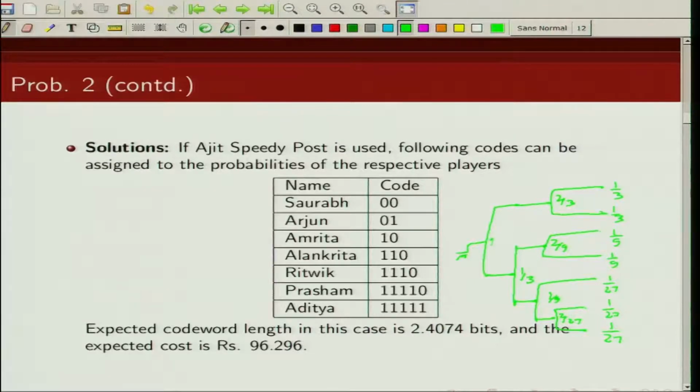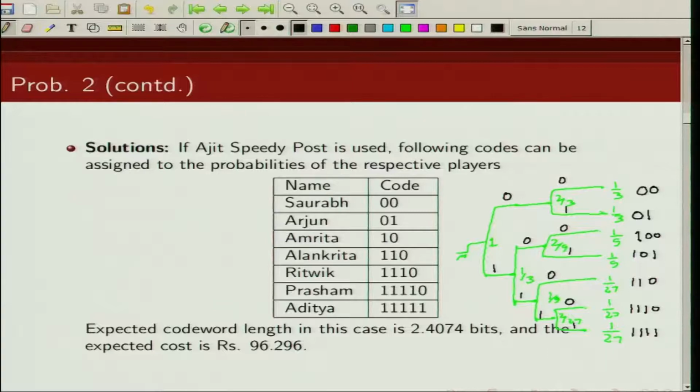This is probability 1, and if we assign zeros and ones here, 0, 1, 0, 1, 0, 1, 0, 1, 0, 1. The code words will be: this one 0 0, this will be 0 1, this will be 1 0 0, 1 0 1, this will be 1 1 0, this will be 1 1 1 0, and this will be 1 1 1 1.